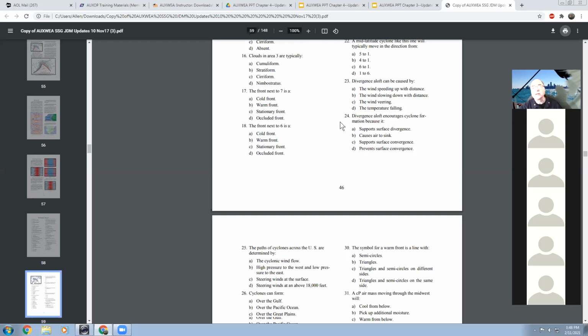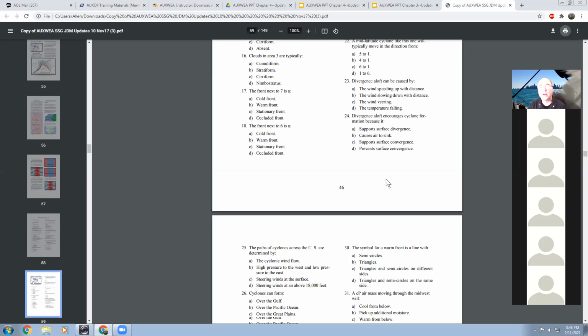Mario, number 24. Divergence aloft encourages cyclone formation because it? You got this one, Mario? You there, Mario? You there, Mario? Can you unmute? Can you hear me, Mario?